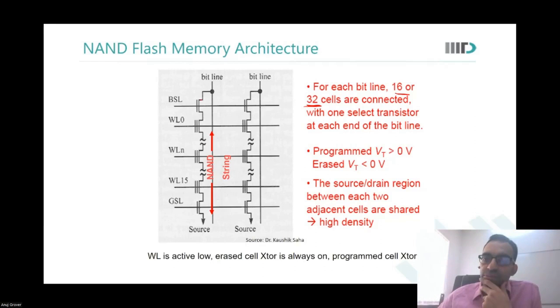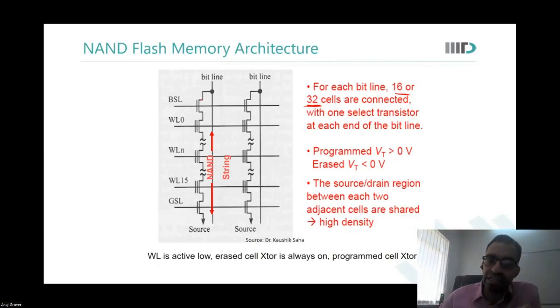And program VT, let us say, is greater than 0 and erase VT is less than 0. Interestingly, the source and drain region over here now do not need a contact. See, in the NOR flash, you need a contact for the drain where the bit line would connect and a contact for the source where the source line would connect.